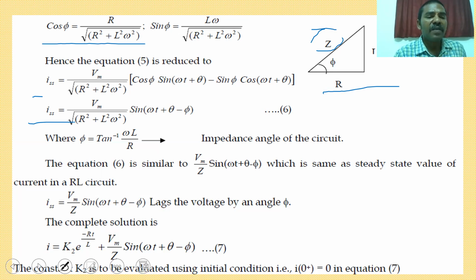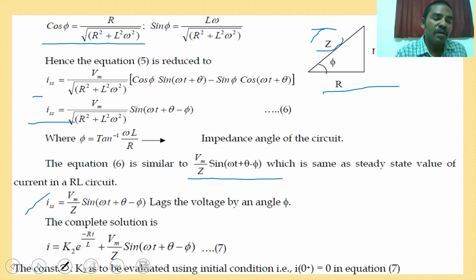And what is Z? Z is the magnitude, root of R square plus L square omega square. So finally the current value you get is Vm by Z sin omega t plus theta minus phi, or ISS is equal to Vm by Z sin omega t plus theta minus phi. Here it is a lagging angle because of inductance. In the case of capacitance you get plus phi because of leading.